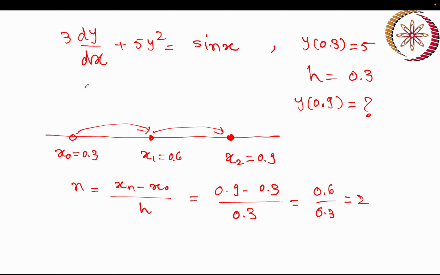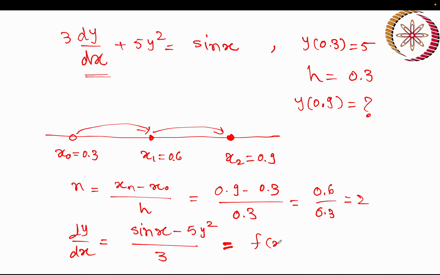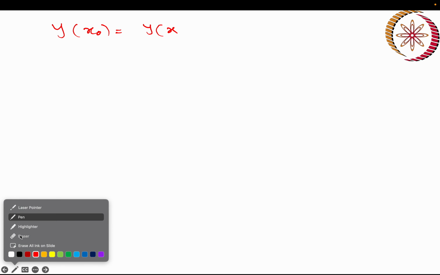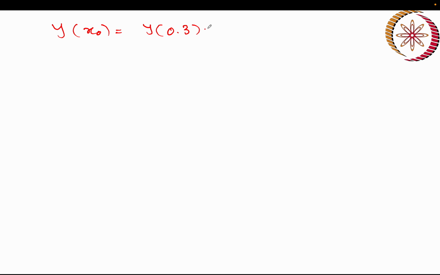One more thing we'll do is simplify this dy by dx. So dy by dx is equal to (sin x minus 5y square) by 3. This is nothing but a function of x and y. Here y at x0, that is y at 0.3, is equal to 5, and x0 is 0.3.